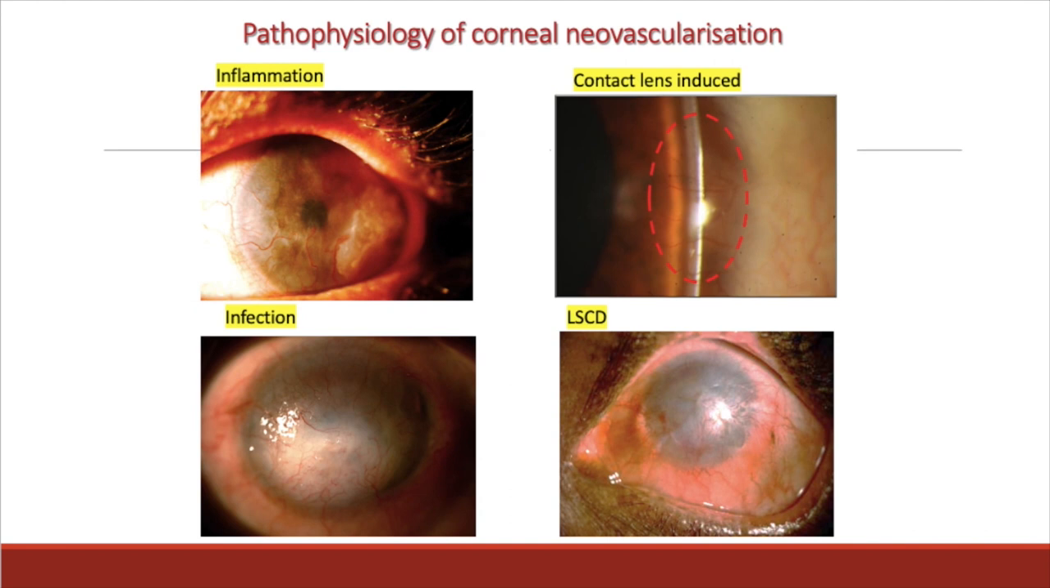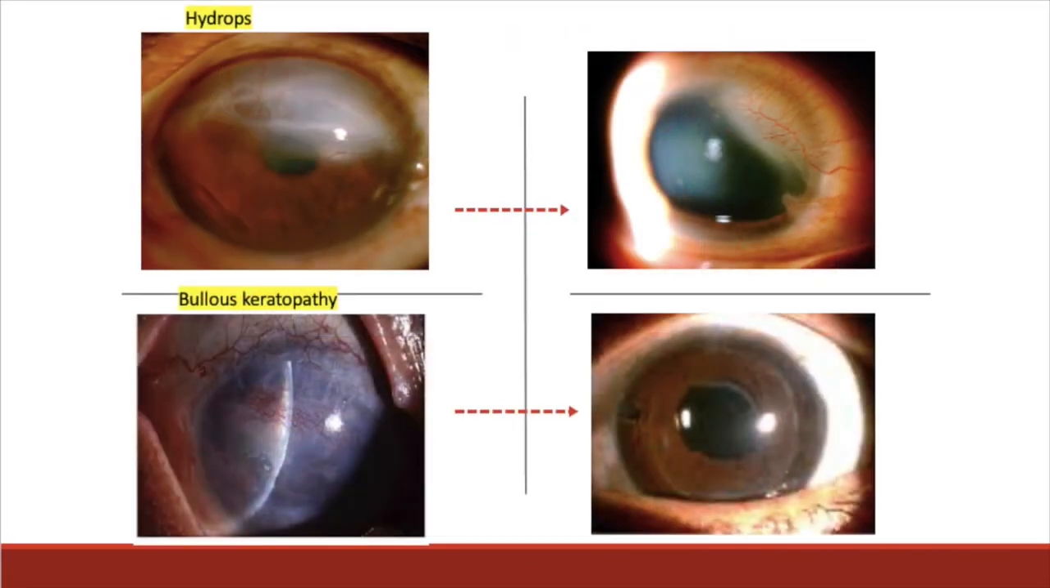We need to understand the pathogenesis of angiogenesis to be able to treat it. Corneal vascularization can be a response to inflammation like a PUK. The inflammation is at metabolic level due to hypoxia in contact lens use. It can occur as a healing response to an infection. Repair with conjunctivalization and fibrovascular pannus formation happen in LSCD.